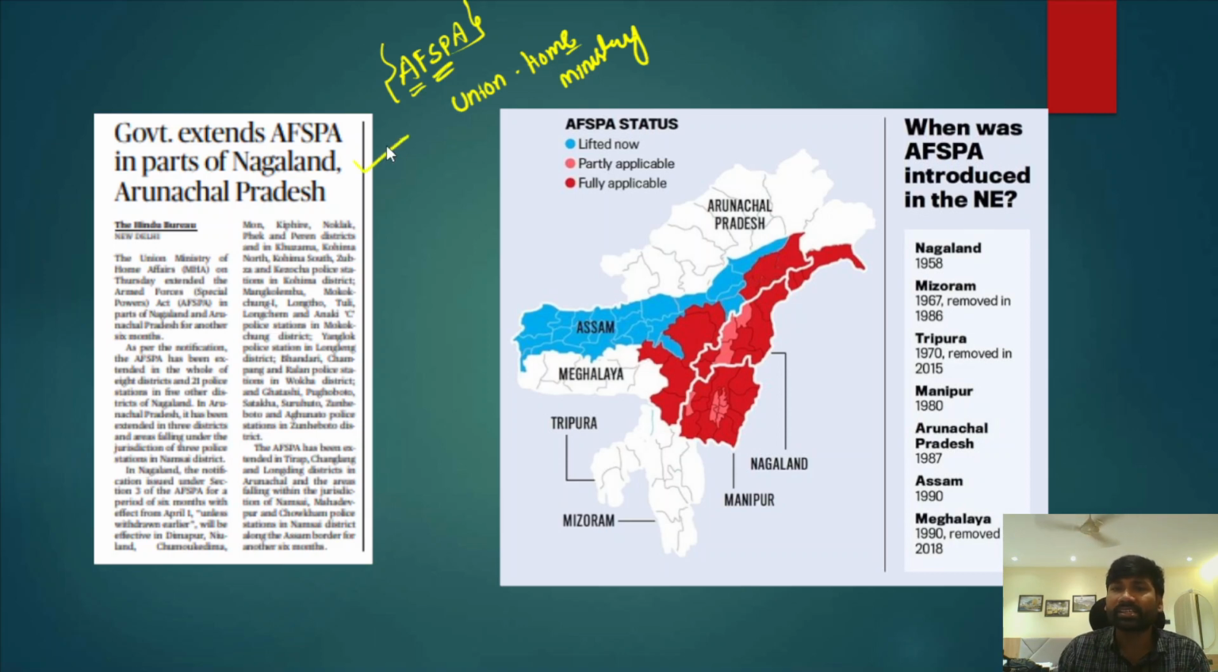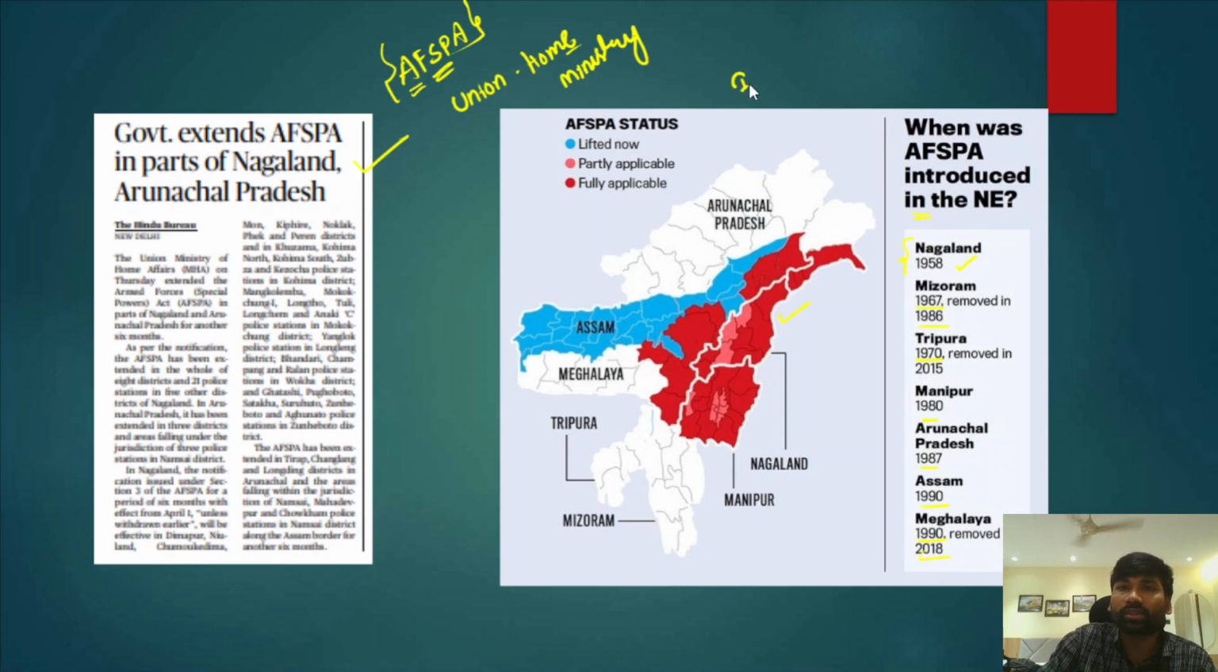Now on this image you can clearly see that there are different districts in the northeast, such as Arunachal Pradesh, Assam, and even Manipur and Nagaland. These are the states where the Armed Forces Special Powers Act is being imposed. For example, in Nagaland it was first introduced in 1958, and in Mizoram in 1967 and removed in 1986. In Tripura, it was introduced in 1970, removed in 2015. Manipur, it was introduced in 1980. Arunachal Pradesh, 1987. Assam, it was introduced in 1990, and Meghalaya, introduced in 1990 and removed in 2018.